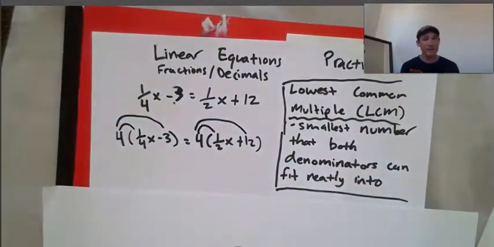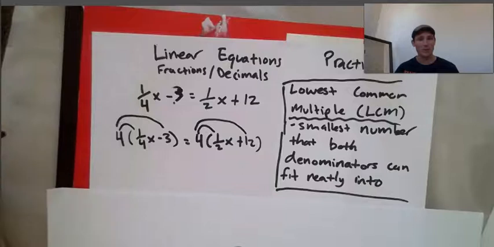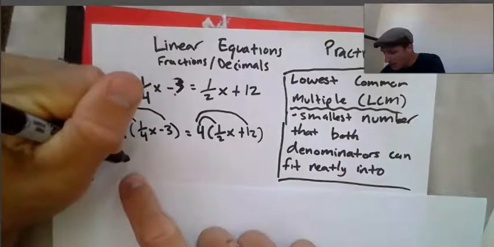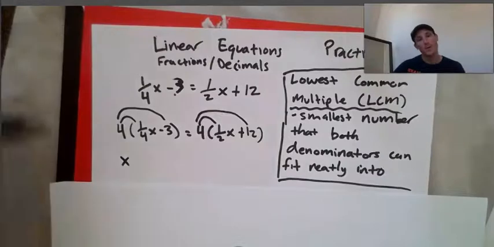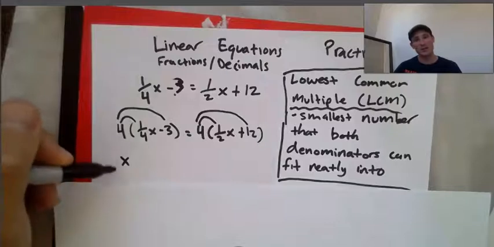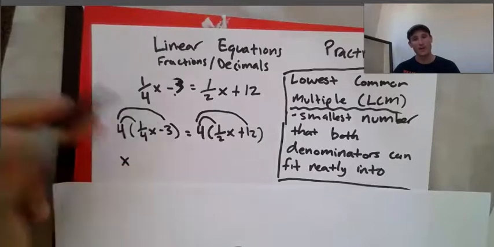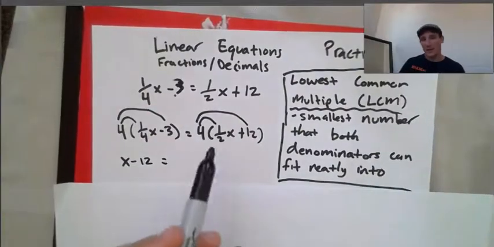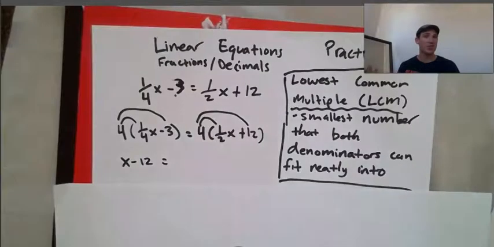4 times 1/4, well, that's just 4 times 1 over 4, which is 4 over 4. We chose 4 because that makes the fraction disappear, right? 4 times 1/4 is 1. And that invisible 1 is always there. So 4 times 1/4 x simplifies to just x. 4 times negative 3, negative 12.